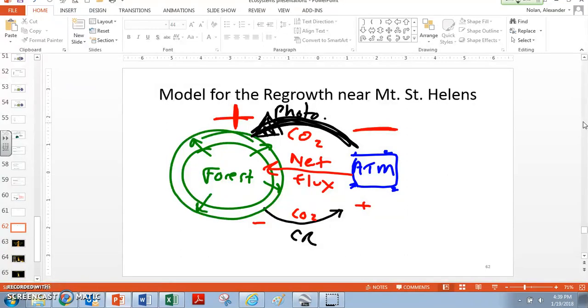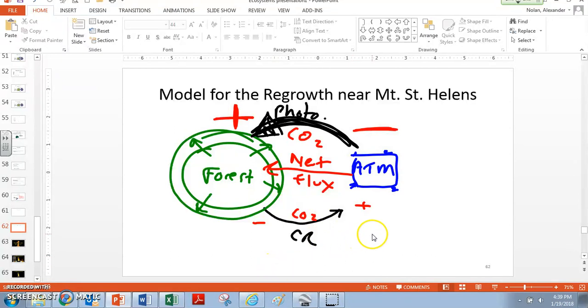Now remember, we're trying to model what this forest is doing after the eruption over time. We're not interested in trying to model the eruption. That's not very interesting. Well, it's interesting, but it really doesn't have that much to do with the carbon pools that we're interested in.